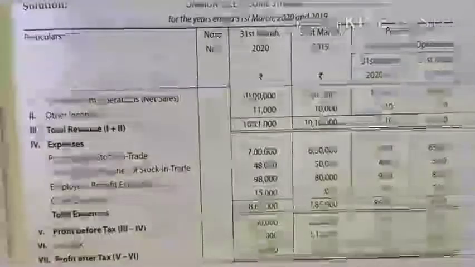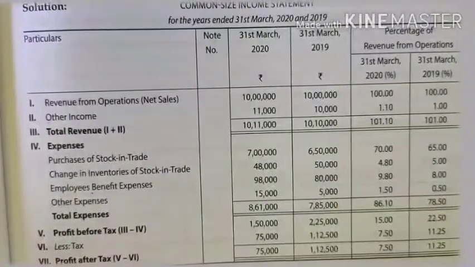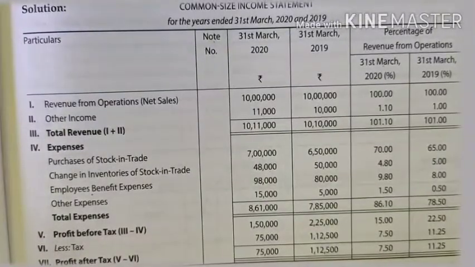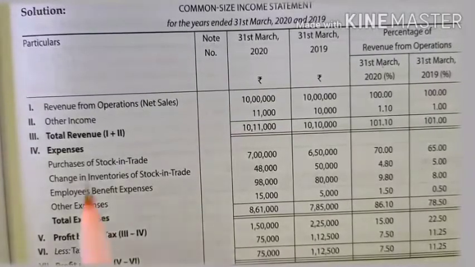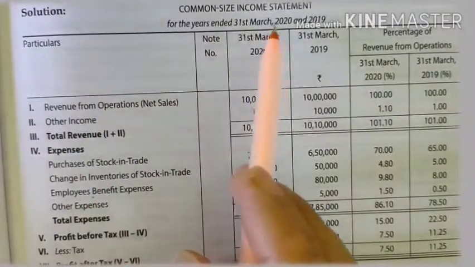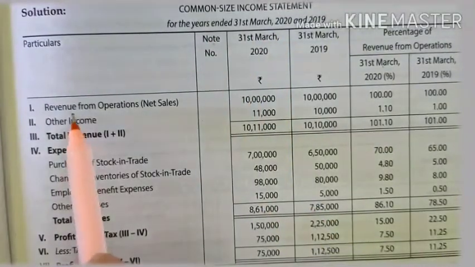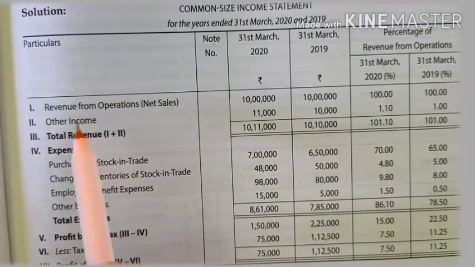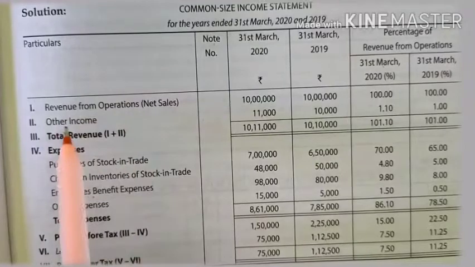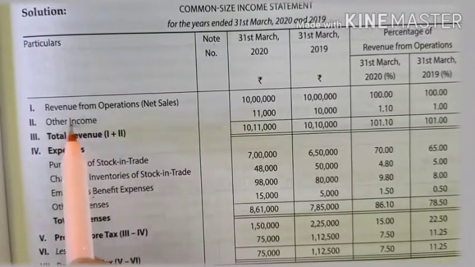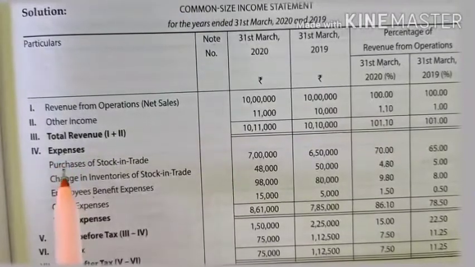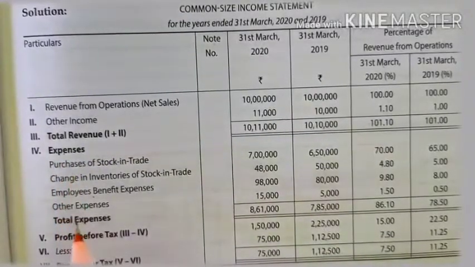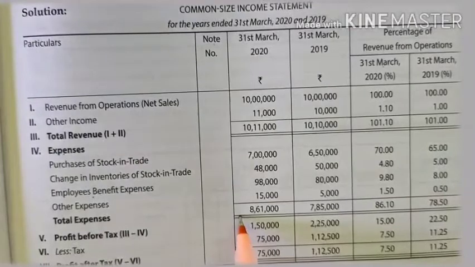Let's see how a common size income statement is prepared. This is just an example. A question is given to you and we arrange it as your income statement. So we arrange the items of the income statement like this: revenue from operation, other income, then the total of this is total revenue, then expenses are put one after the other here. Then we take the total expenses here, right?